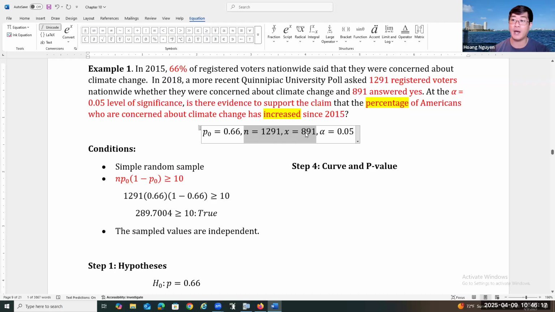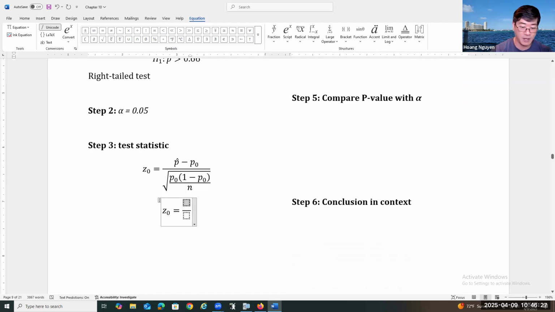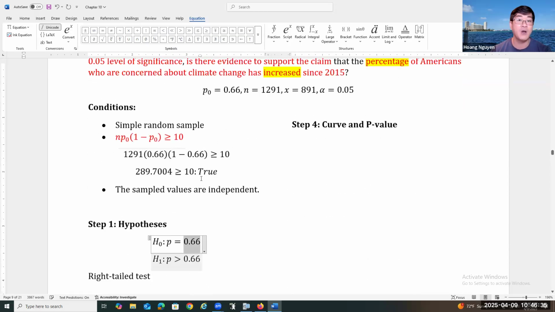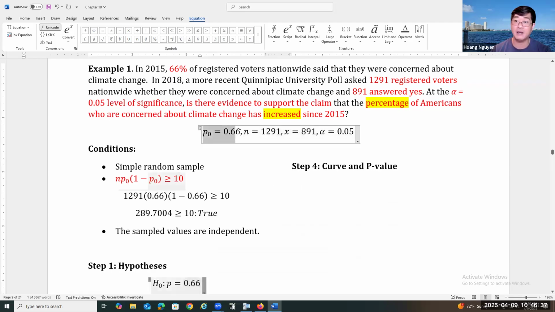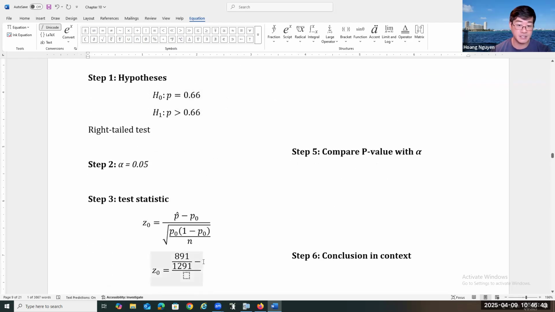So we know x equals 891. We know n is equal to 1291. So we can divide to get the answer for the sample proportion. So p hat equals 891 divided by 1291 minus p0. p0 is the value in your hypothesis test, the p0 that we listed earlier. This is the original proportion that we have for the test. So p0 is equal to 0.66.